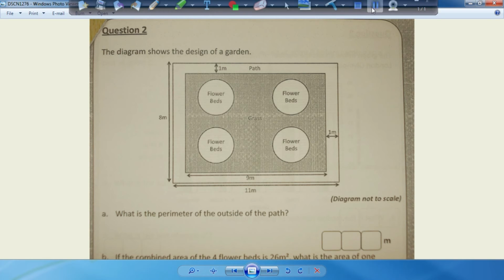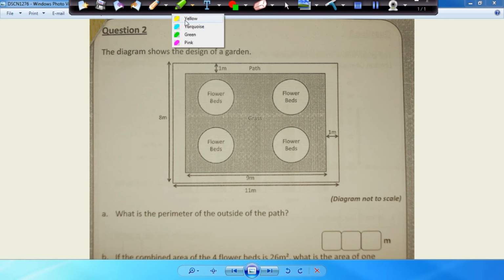Okay, question C. They want us to look at the area of which part? Let's have a look. Let's get a highlighter. This is the path. They want us to look at the area of the grass part and the flower bed. So basically, they want us to look at the area of the inside rectangle. So I'm going to highlight that with my trusty highlighter.